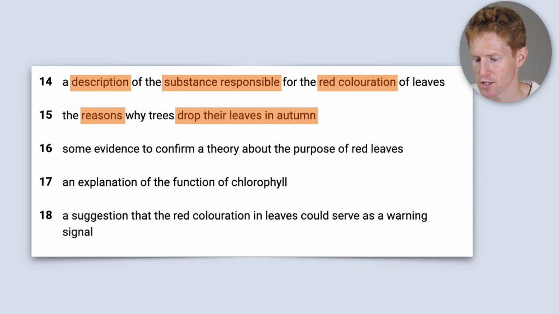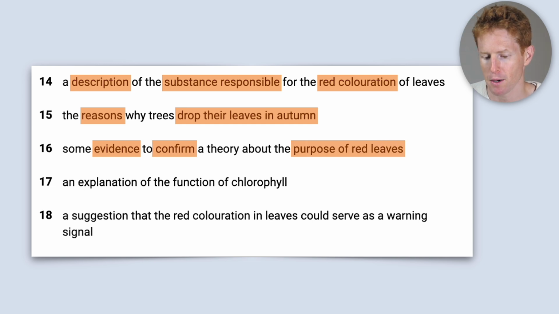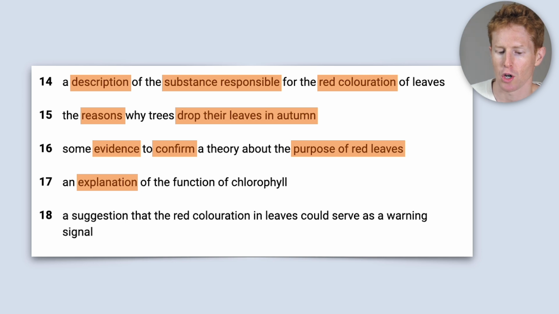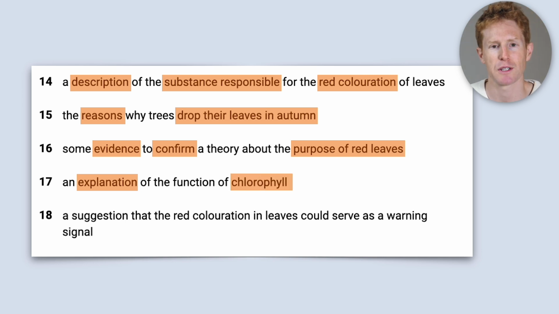Number 16. Some evidence to confirm a theory about the purpose of red leaves. Okay. Number 17, an explanation of the function of chlorophyll. Okay, chlorophyll is a technical word. It's some sort of substance.